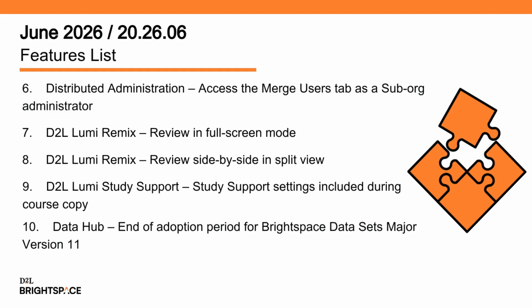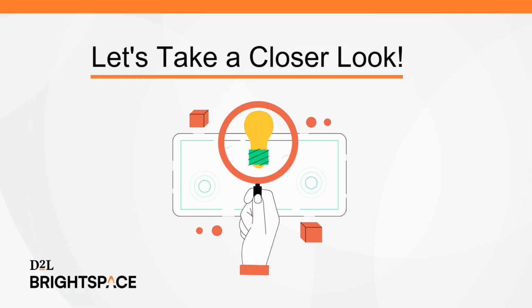Lumi Remix also now includes a full-screen review mode for AI-generated content changes. Lumi Remix now supports split view for side-by-side review of content iterations. Lumi study support settings are now retained during course copy workflows. In Data Hub, the adoption period for Brightspace datasets Major version 11 has officially ended. To wrap things up, we'll take a quick look at changes to other key features and APIs and share some important announcements. Let's take a closer look at this month's highlighted features.